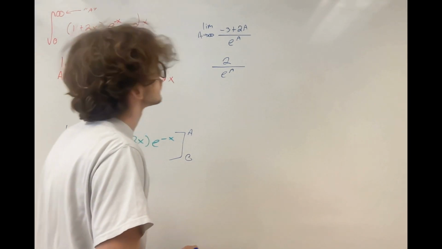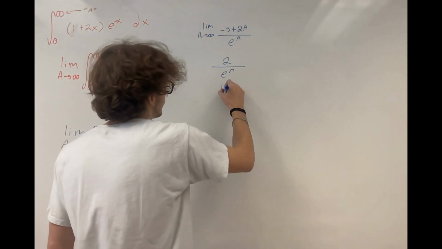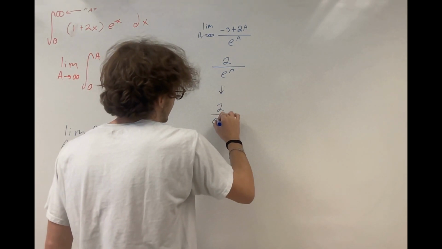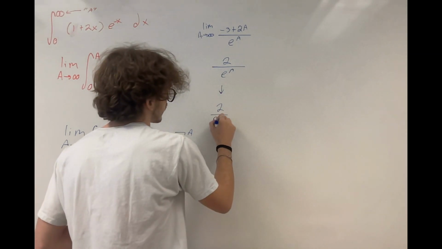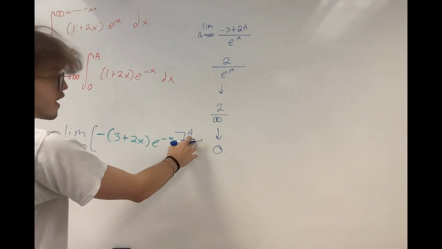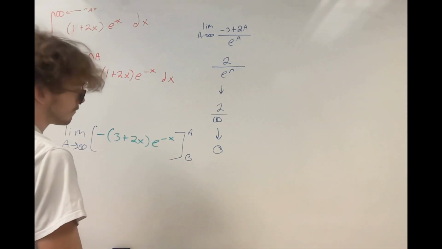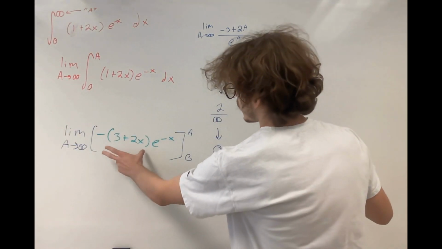Does that make sense? Alrighty, so we can then go from here and simply evaluate 2 over e to the a, which is e to the infinity, which is infinity. 2 over infinity is 0. So our upper bound is equal to 0. We're going to subtract that by whatever we evaluate this to be at 0.